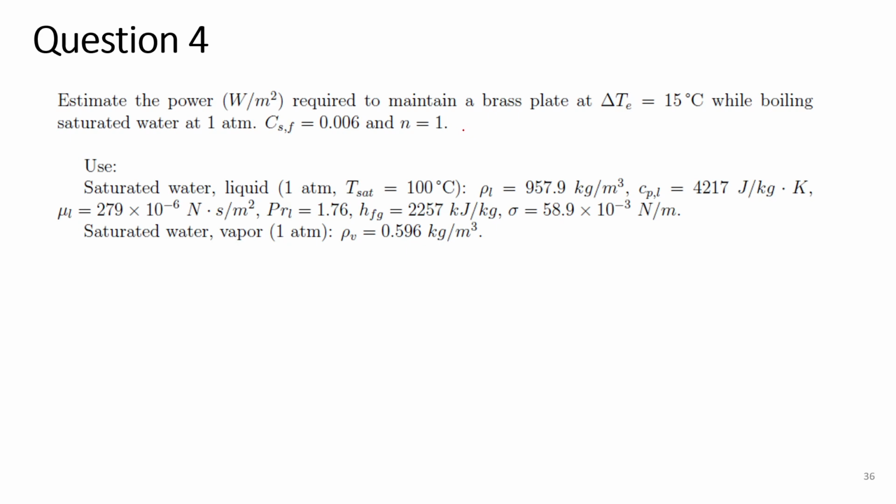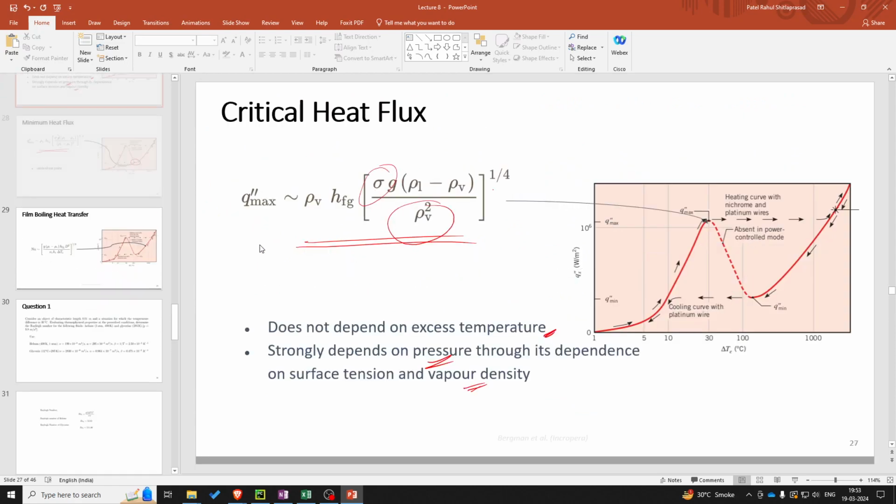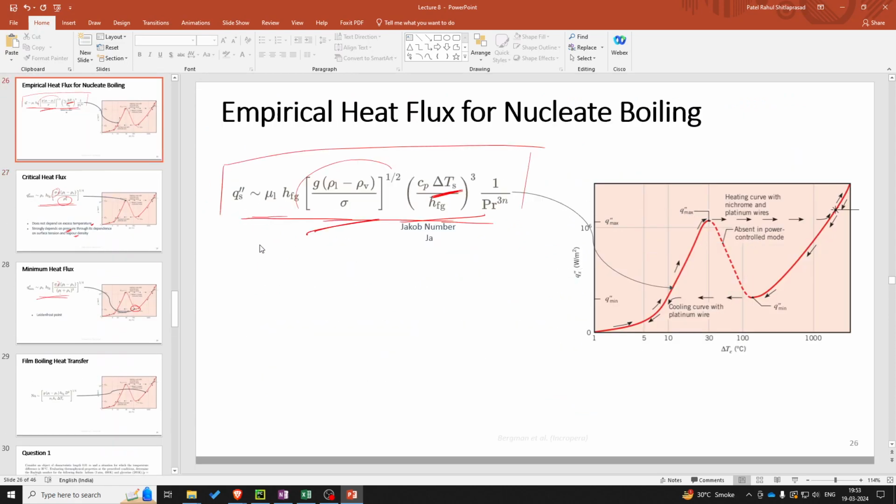So in this case, we have boiling. In earlier questions, we were solving problems related to free convection, but now we have this boiling mode of heat transfer. For that boiling mode, in order to maintain a brass plate at 15 degrees Celsius, we have to calculate the estimated power required. And we have been given different properties of the water as well as vapor at saturation temperature and pressure. So the overall heat transfer rate, that is Q double dash, we saw it from this.